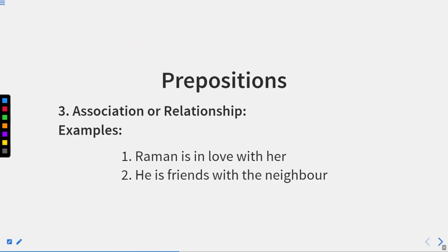Association or relationship. The basic or fundamental function of "with" is association, or to associate. Now, if I say Raman is in love with her, his love is associated with her. So we are using "with" it. Also, we can use "affiliated with". He's friends with the neighbor. It means he's in friendship with his neighbors. So with, we can use to associate two things together.